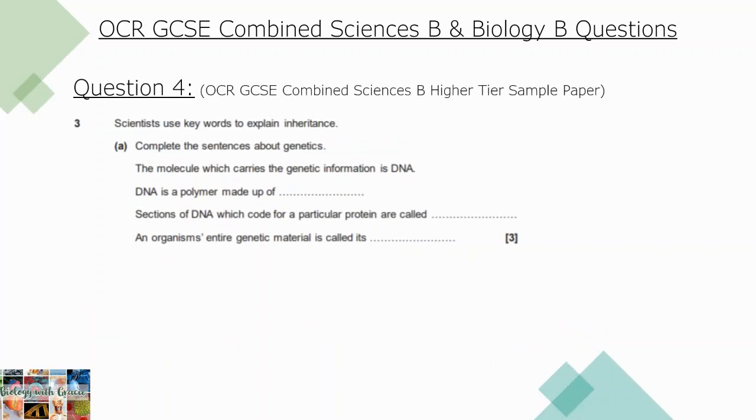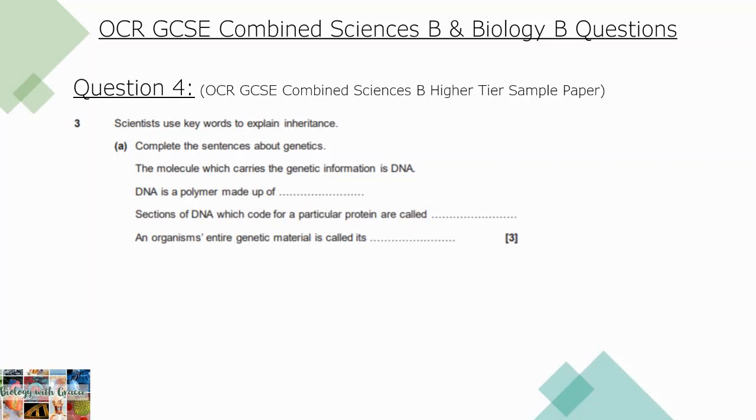Question 4. This is a very similar question to the previous one. This one is just included on the higher tier paper, so it includes an extra sentence, and there's actually more leeway with the answers you can give. So if we go through, DNA is a polymer made up of, previously we said nucleotides. On this question, nitrogenous bases, as I mentioned before, is also accepted. And then sections of DNA which code for a particular protein are called. On this question, you can put codons and something else, which I can't remember. We'll have a look at the answer in a second.